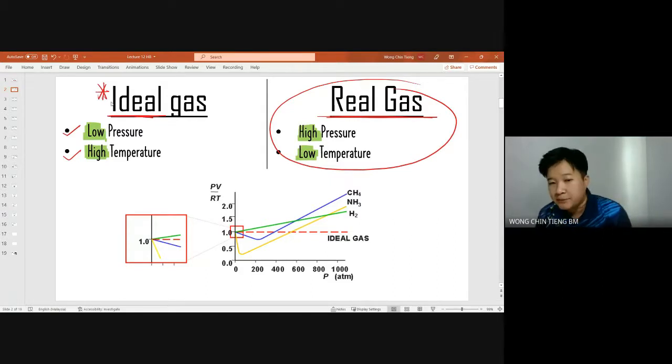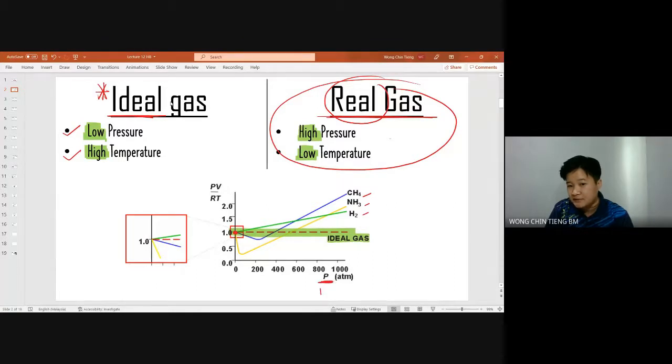Okay. And this thing dapat tunjuk kat graph. Kat graph ni tak ada apa, nak tunjuk satu benda je. This is our real ideal gas. Pressure, 1 atm, that is your ideal gas. So, ideal gas, semua ideal gas akan behave like that. But in fact, in reality, the real gas yang kita ada contoh, hydrogen gas, ammonia gas, methane gas.